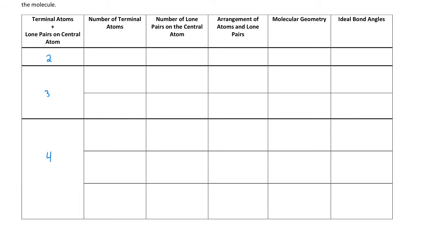Okay, so now that we have that part of the table filled out, where we can either have 2, 3, or 4 things around a central atom, we're going to now fill out the rest of the table. So we're going to look at the different combinations of terminal atoms and lone pairs on the central atom, and then we'll see what the arrangement would be like predicted by VSEPR theory.